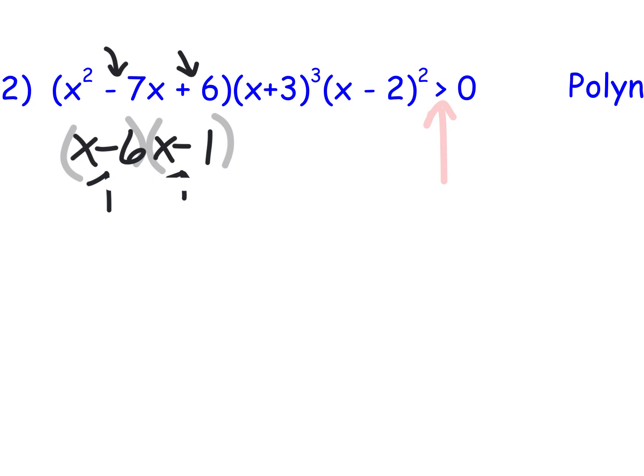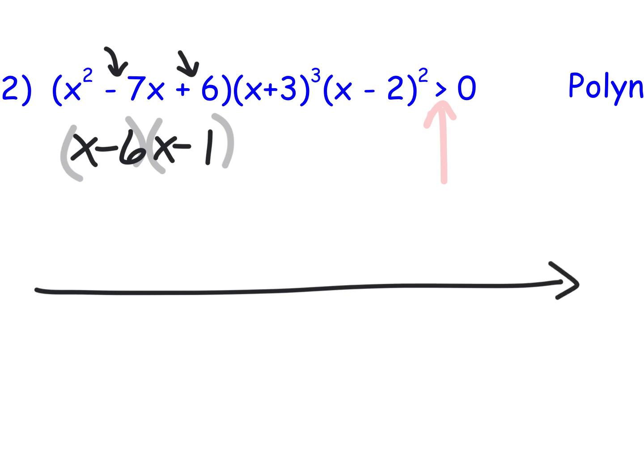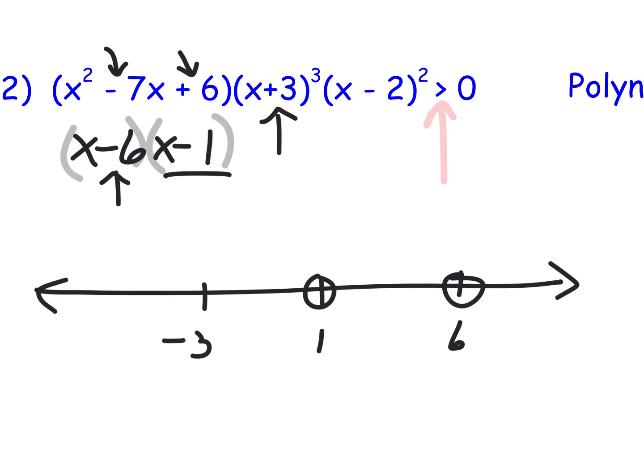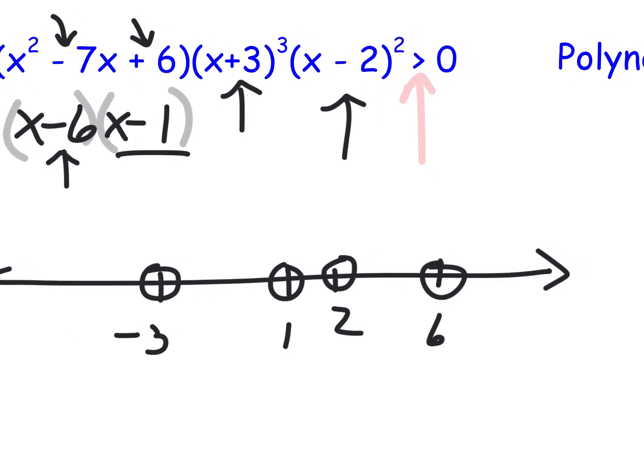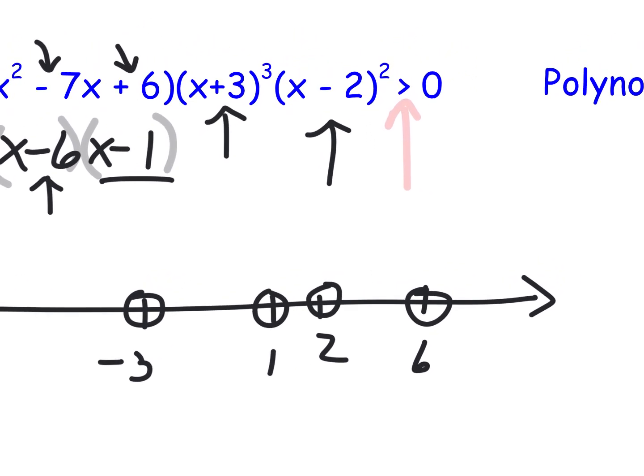And now this is a pain in the butt only because I'd make a really long number line. There are so many things you got to test around. You got to test around positive 6. You got to test around positive 1. Negative 3. And positive 2.